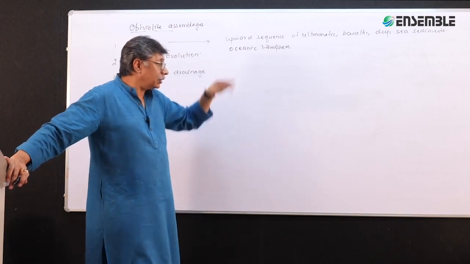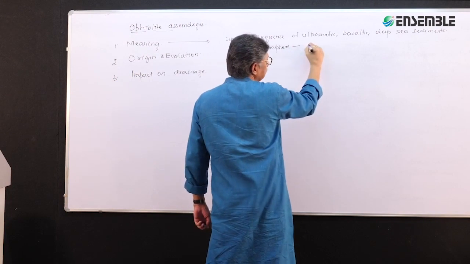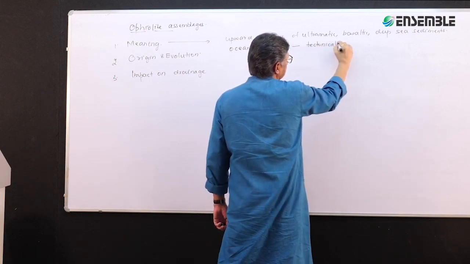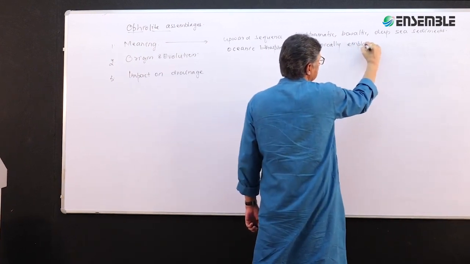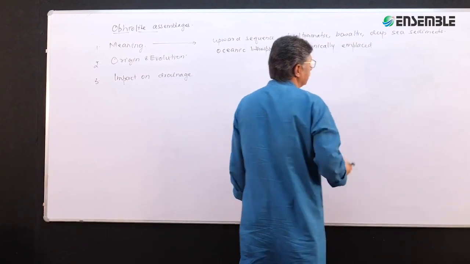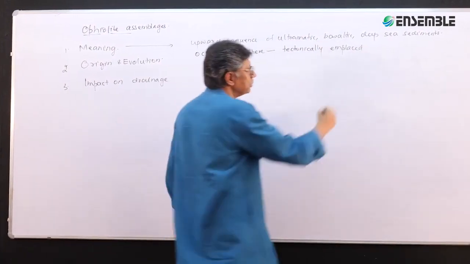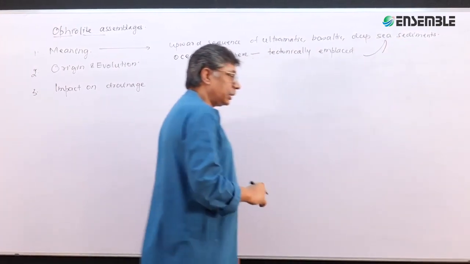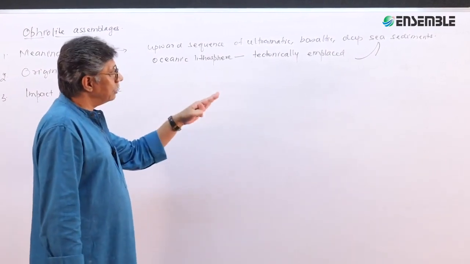It is these layers that are tectonically emplaced. We are going to say that it is oceanic lithosphere that is tectonically emplaced. The catchword in this case is emplacement. Emplaced means tectonically emplaced. It is somewhat thrust upward. It is tectonically emplaced onto an island or continental margin.